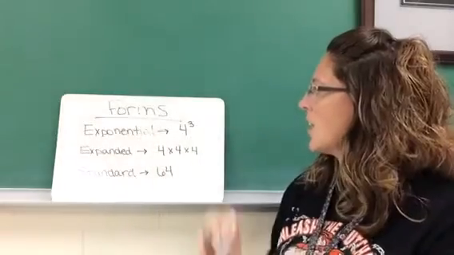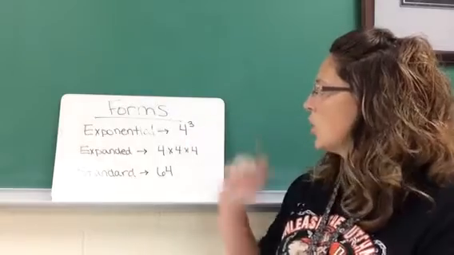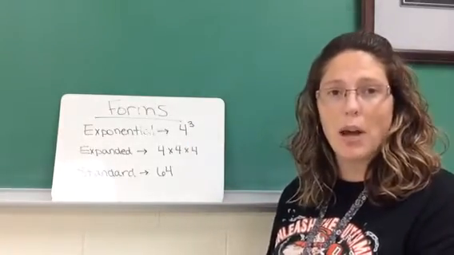Next, we have different forms when we are talking about exponents. The first one is exponential form. This is when it's shown as an exponent. So we have 4 cubed, or 4 to the third power.